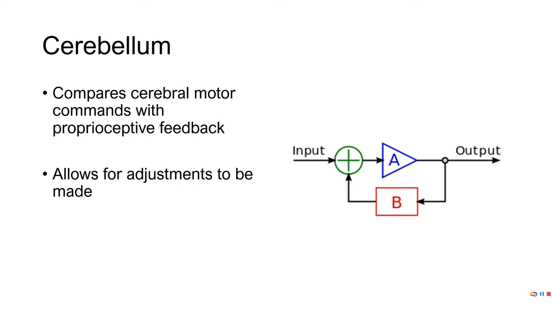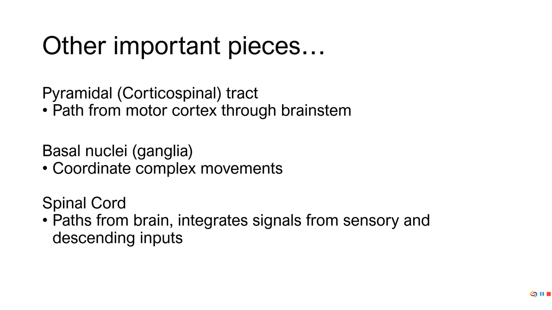Then a few other things that are involved are something called the pyramidal tract or the corticospinal tract. And this goes from your motor cortex through your brain connecting to the spinal cord. You got your basal nuclei or basal ganglia that help with the coordination of complex movements. And then you've got the spinal cord, right? So brain goes to your spinal cord, and there's lots of information being transmitted up and down your spinal cord. And so your spinal cord's helping integrate that information.